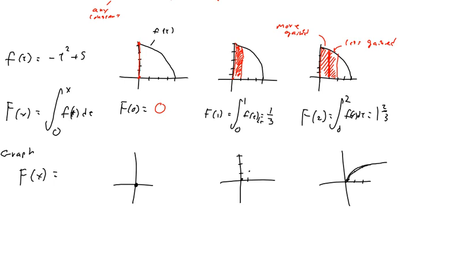So the graph of capital F of x would look something like this. Gained a small amount, decreasing amounts that I've gained. I gained more and then less and less and less. So I went up really fast and then slowed down, slowed down, slowed down.